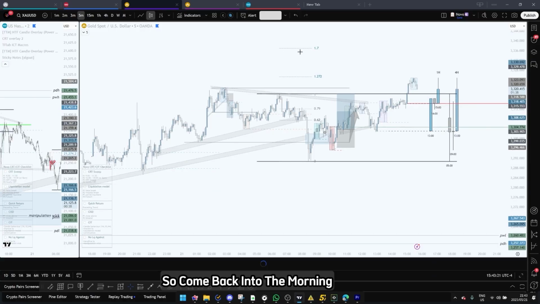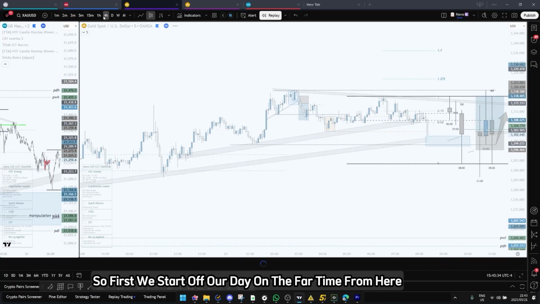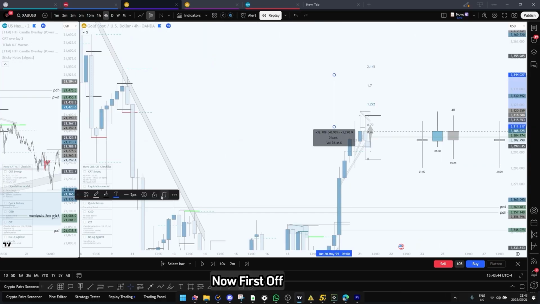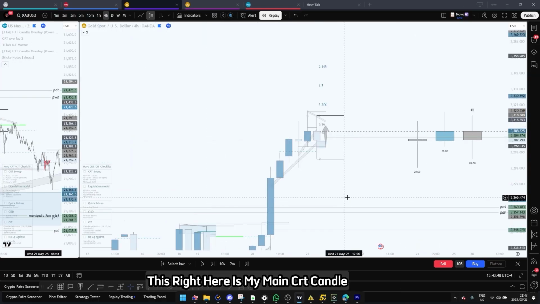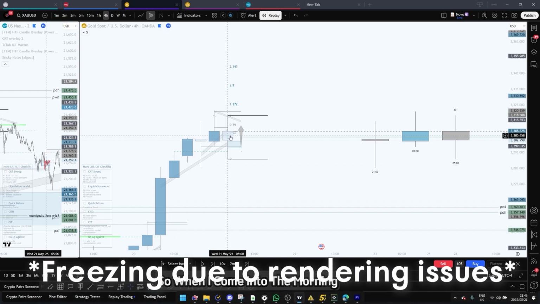So let's go back into the trade video. Coming back into the morning, right about here, 8:25. First, to start off our day on the 4-hour time frame here, this right here is my main CRT candle. So when I come into the morning, this is the main candle I'm looking at to get swept.